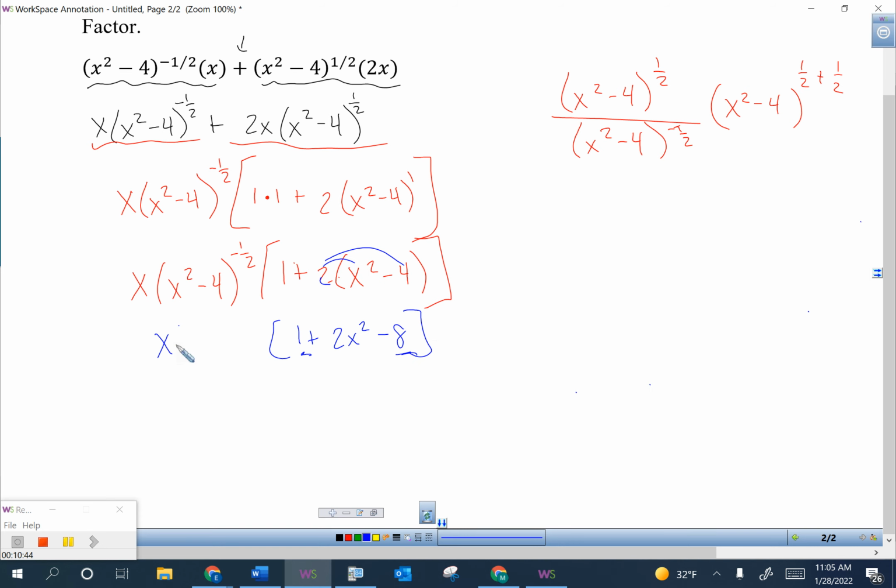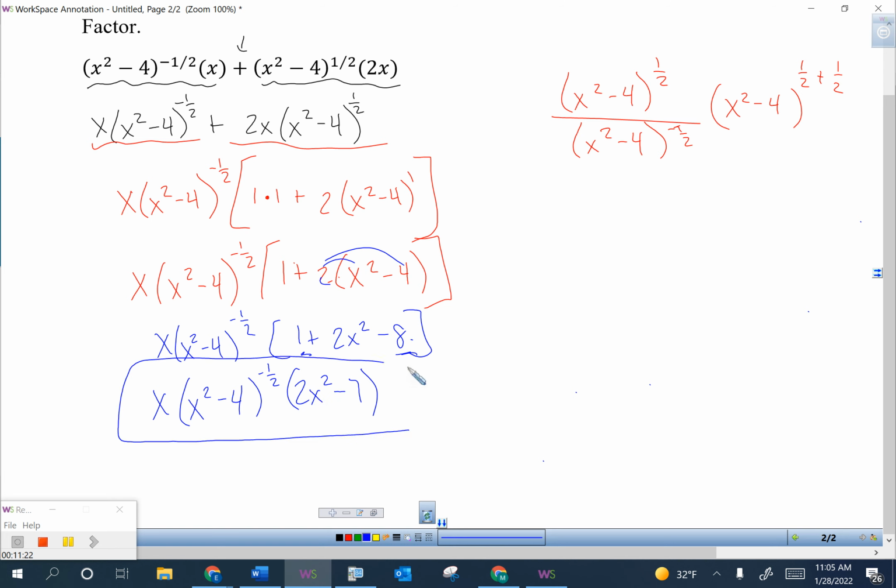I'm going to go ahead and bring this part down so we don't forget about it. And then move on to combining these. Okay, so I've got a 2x squared and a negative 7. Putting my x first just because that's usually how things work for polynomials. And then because this just has 2 terms, I'm going to go ahead and switch to parentheses at this point. Then we've got the x and the x squared minus 4 to the negative 1/2. And that's really all we can do for this one because there ended up being 2 terms here. If there's only 1 term, you could combine it with that front part.